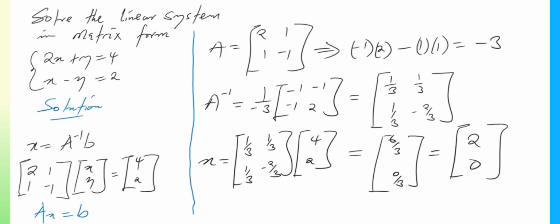These are the solutions, which we can summarize by saying: therefore, this 2 here is our value of x, and 0 here is our value of y. So therefore, x is equal to 2 and y is equal to 0.